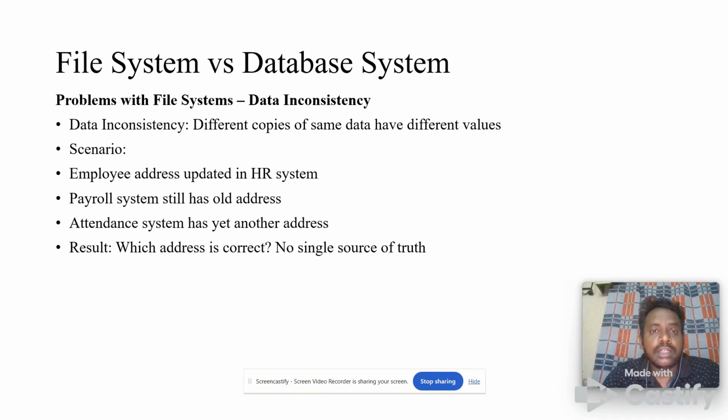Another disadvantage is data inconsistency. As I stated earlier, different copies have different values. For example, if you are maintaining HR information and an employee's address is updated in the HR system, but the payroll system, which also relates to the employee, does not get the updated address, that is an inconsistency. We have the same information in different places, but it is not updated simultaneously in multiple locations. This is one kind of data inconsistency.